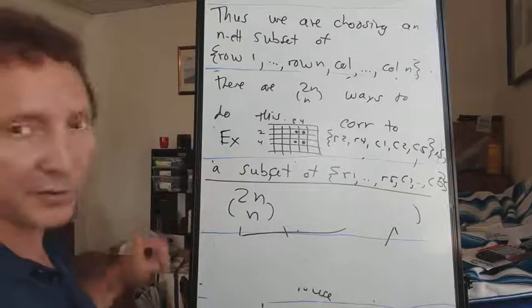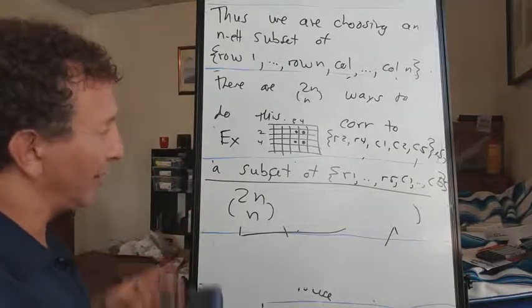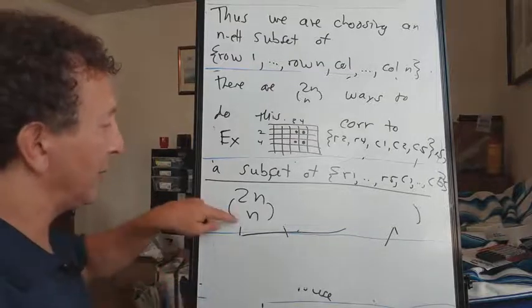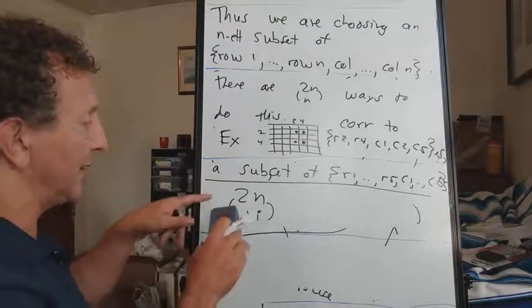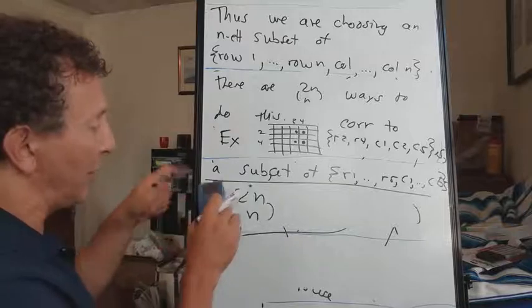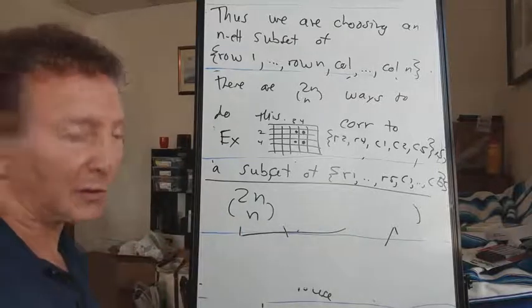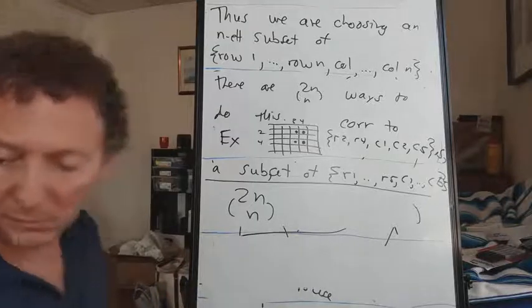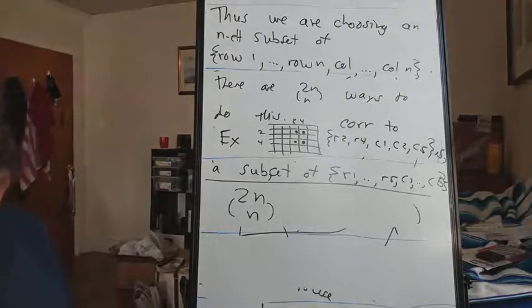So by thinking of the submatrix in a way that corresponds perfectly to n element subsets of 2n, we can see that this is the number of square submatrices of an n by n matrix. The end.